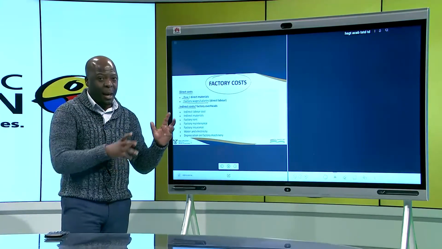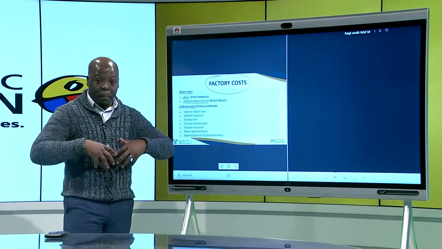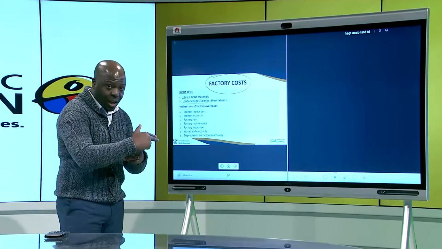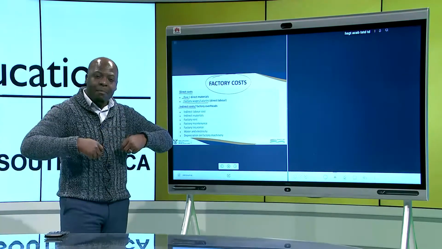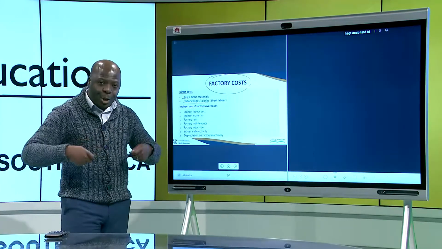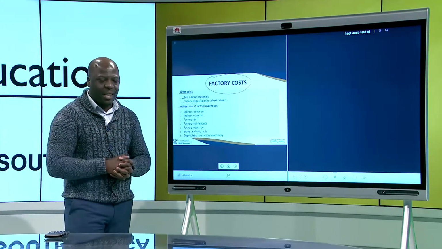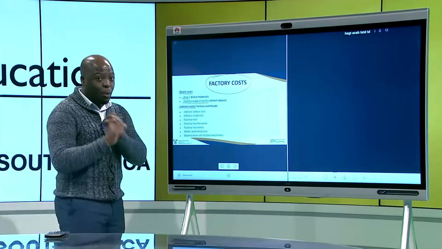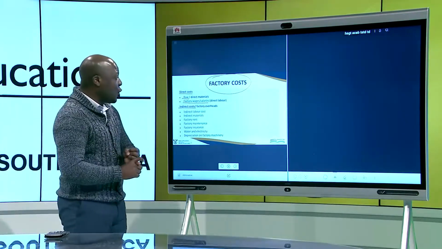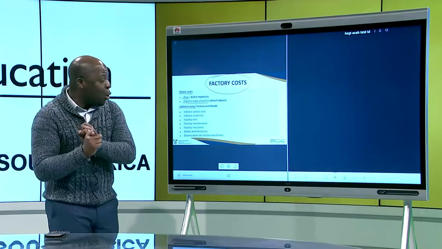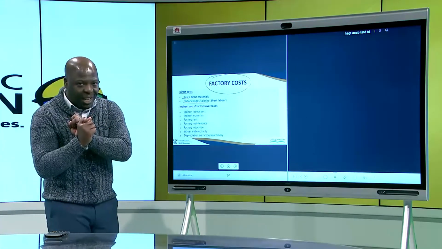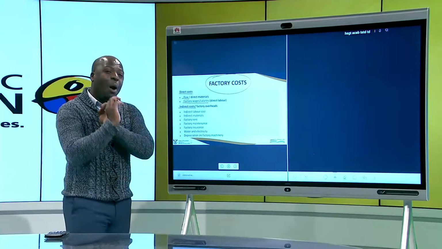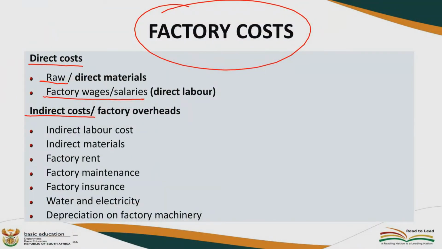So remember, pink dress. These are the people that are cutting the material, making sure that they measure the material properly and sewing the dress directly. All right? So we have two direct costs. Number one, remember, boys and girls, it is your raw materials or your direct materials. Number two, we have our factory wages. These constitute what we call direct costs.